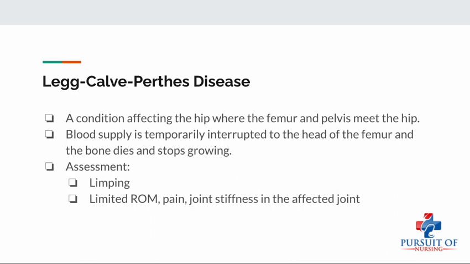Okay, Legg-Calvé-Perthes disease. So this is a condition affecting the hip, in the location where the femur and the pelvis meet the hip. So the blood supply is temporarily interrupted to the head of the femur, and then the bone dies and stops growing. So this child is going to present with limping, limited range of motion, pain, and joint stiffness in the affected hip. So this may require a hip replacement surgery.